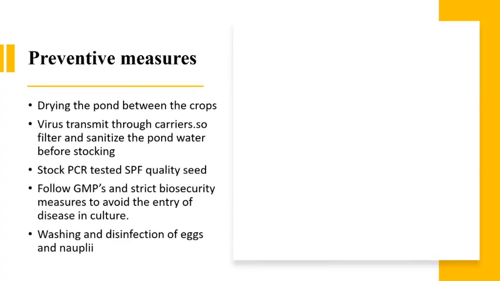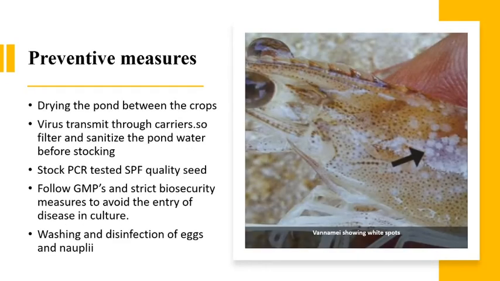Students, let us learn about preventive measures of WSSV. As there is no permanent treatment for WSSV, the farmer has to follow certain preventive measures so as to avoid the occurrence of white spot disease. Drying the pond between the crops is the first preventive measure. Between the two crops, the pond should be completely dried and lime should be applied so as to eradicate the viruses which are present in the soil also.